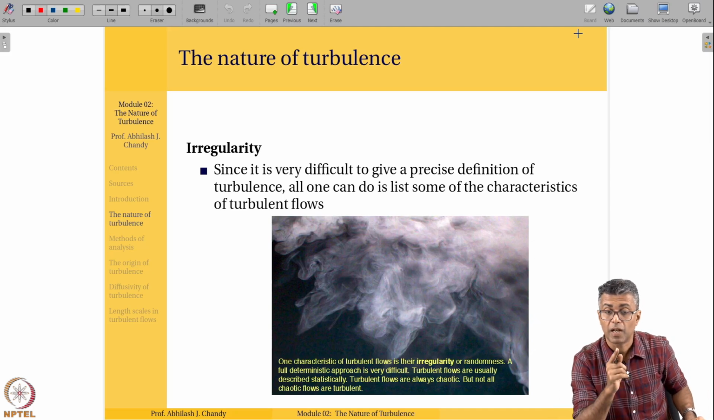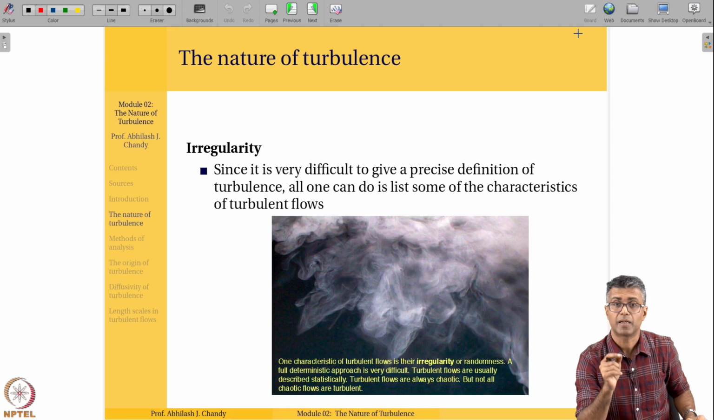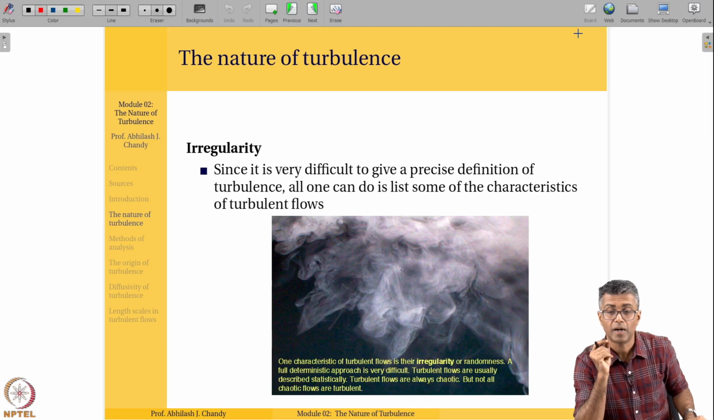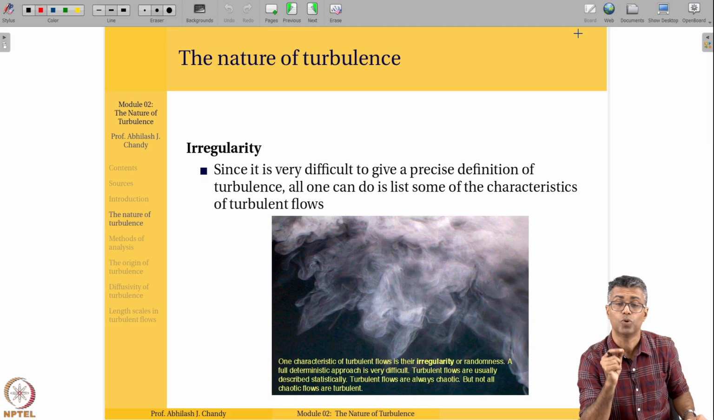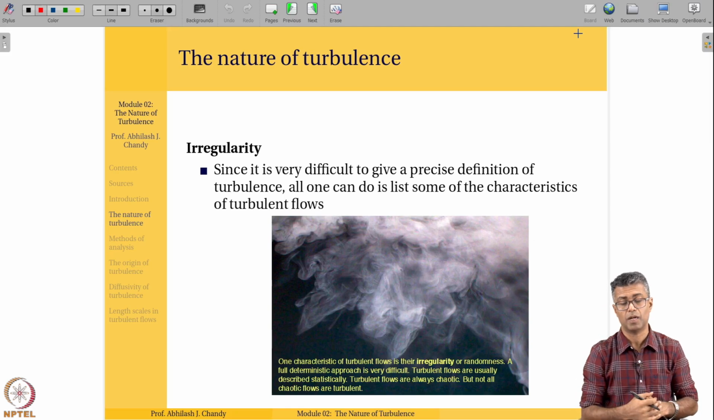But nevertheless, it still remains the fact that irregularity is one of the attributes of turbulence. Turbulent flows are irregular. They are chaotic. They are seemingly random. So the only slight contradiction here from Tennekes and Lumley's description of turbulence is that they are seemingly random as opposed to random as described in their book.